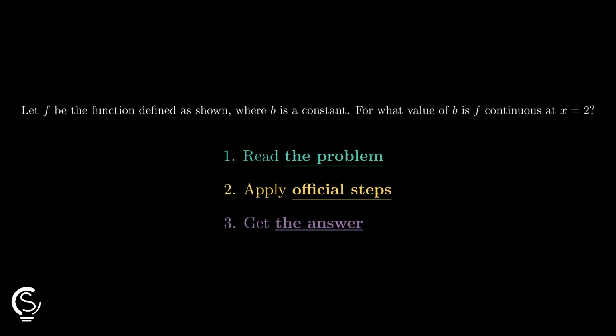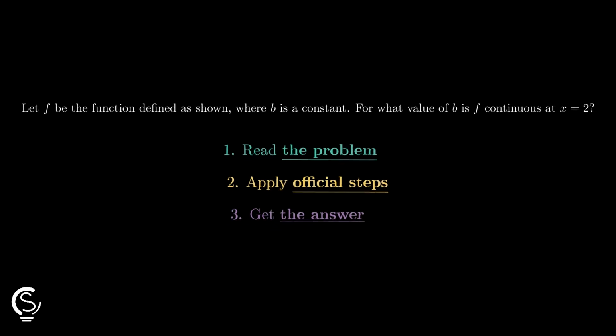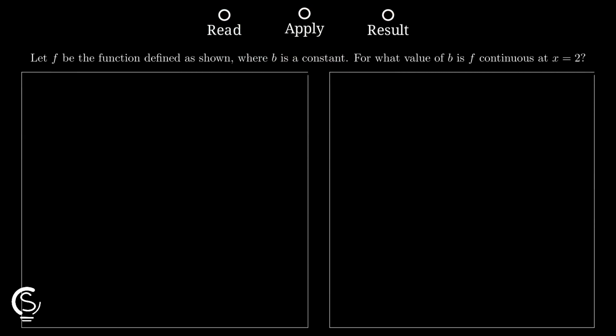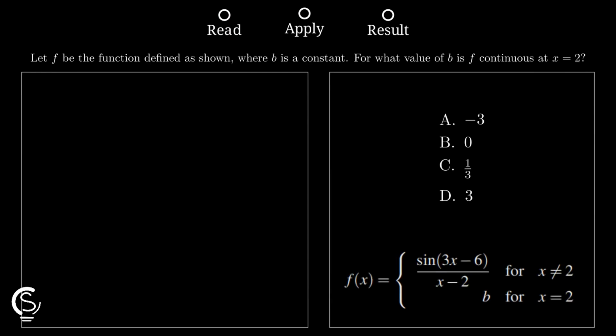Finding the value of b that makes this function continuous at x equals 2 is actually super fast if you follow these simple official steps. For this function to be continuous at x equals 2, the limit as x approaches 2 must equal the function value at that point, which is defined as the constant b.